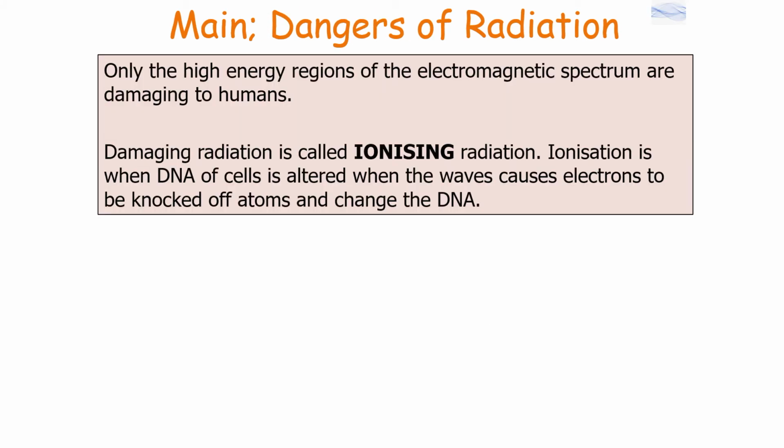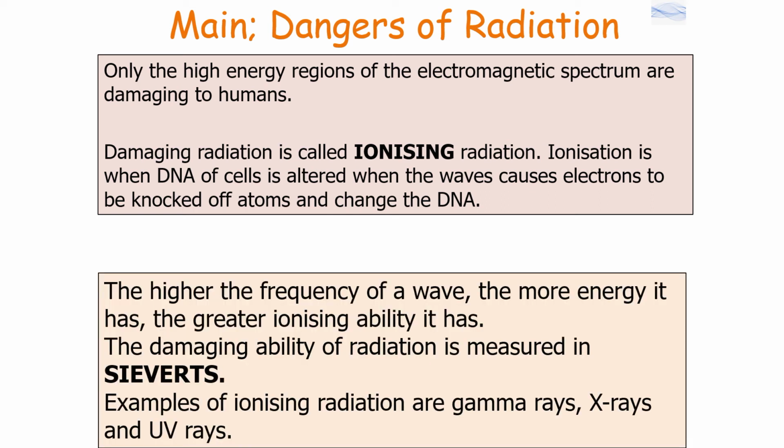So to clarify, only the high energy regions of the electromagnetic spectrum are damaging to humans. Damaging radiation is called ionizing radiation. And ionization is when the DNA of cells is altered when the waves cause electrons to be knocked off the atoms and change the DNA. The higher the frequency of a wave, the more energy it has, so the greater ionizing ability it has. The damaging ability of radiation is measured in sieverts. Examples of ionizing radiation include gamma rays, X-rays and UV rays.